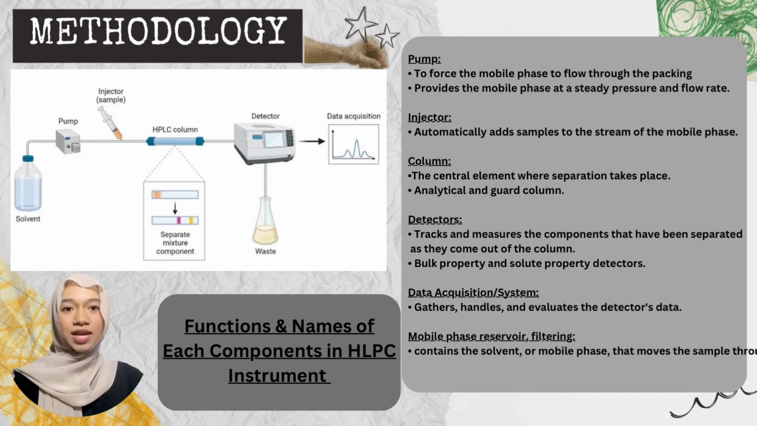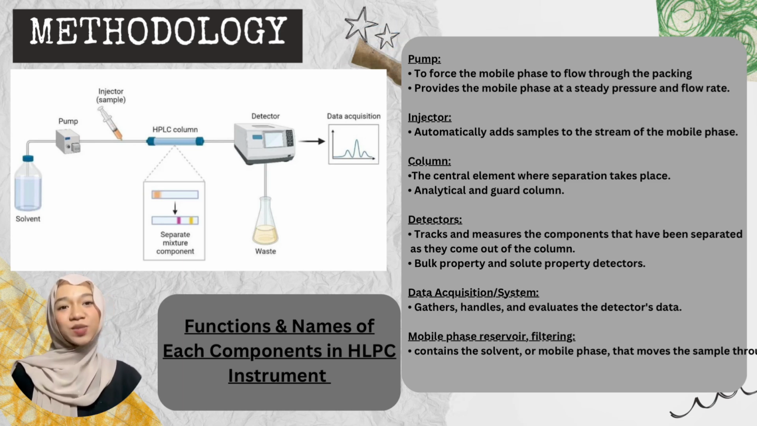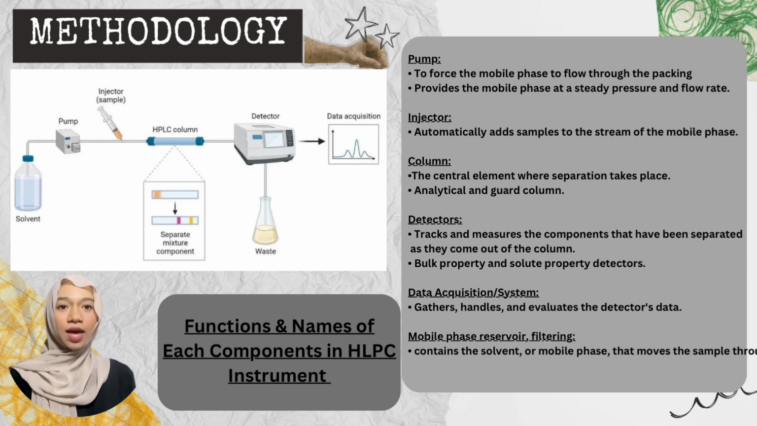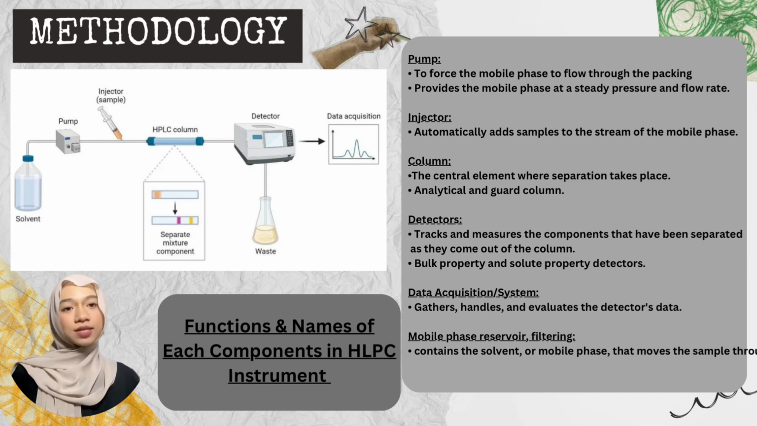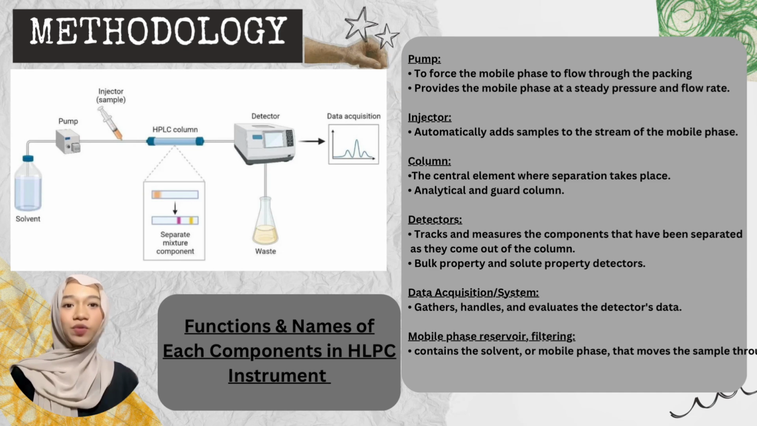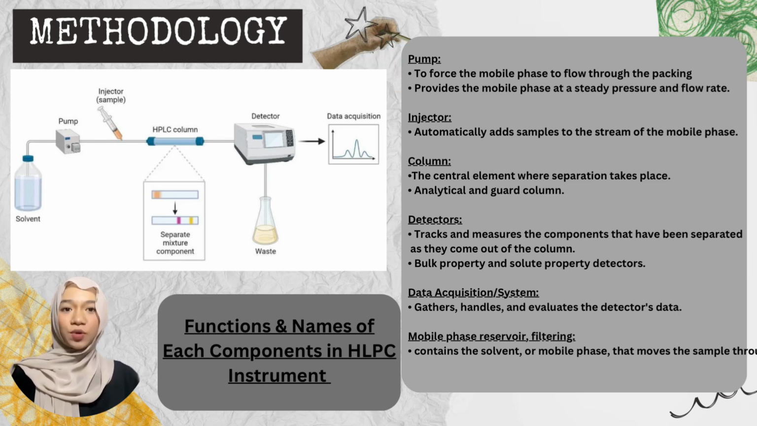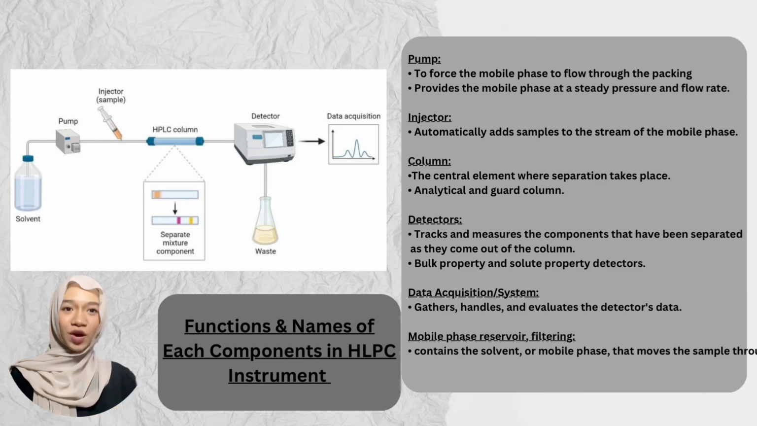Thirdly, the column, the central element where separation takes place, and it functions as analytical and guard column. Next are the detectors, which track and measure the components that have been separated as they come out from the column, and there are bulk property and solute property detectors. Not to forget the data system, whose function is to gather, handle, and evaluate the detector's data. And last but not least, we have the mobile phase reservoir, which contains the solvent or mobile phase that moves the sample through the column.